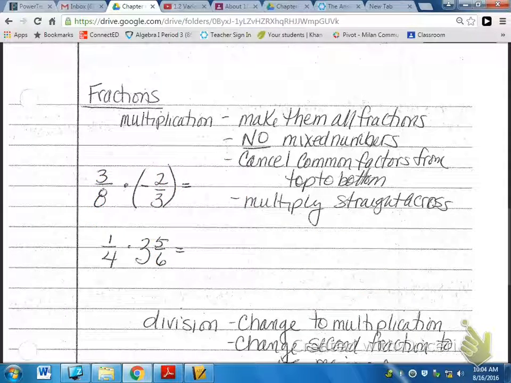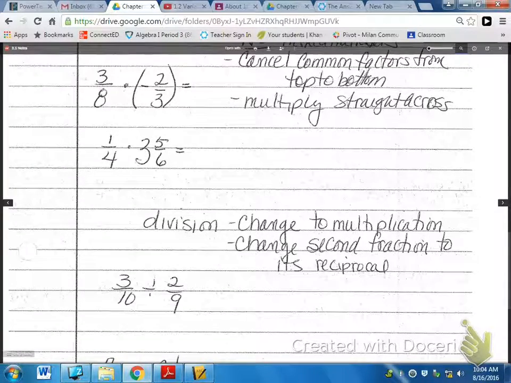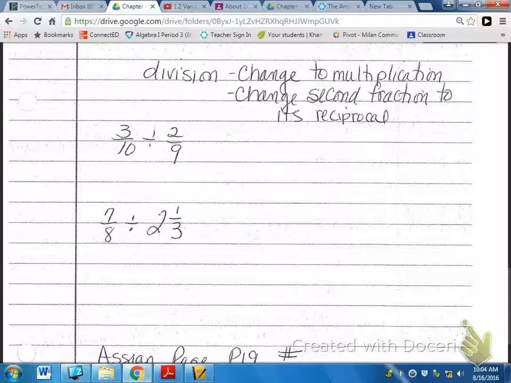Yes? If it's an improper fraction, do we leave it like that? If it's an improper fraction, you can leave it. Just make sure you reduce it if it has any common factors. Okay, finally, last but not least, division. Division, you change to multiplication and you flip the second fraction. You change it to its reciprocal.